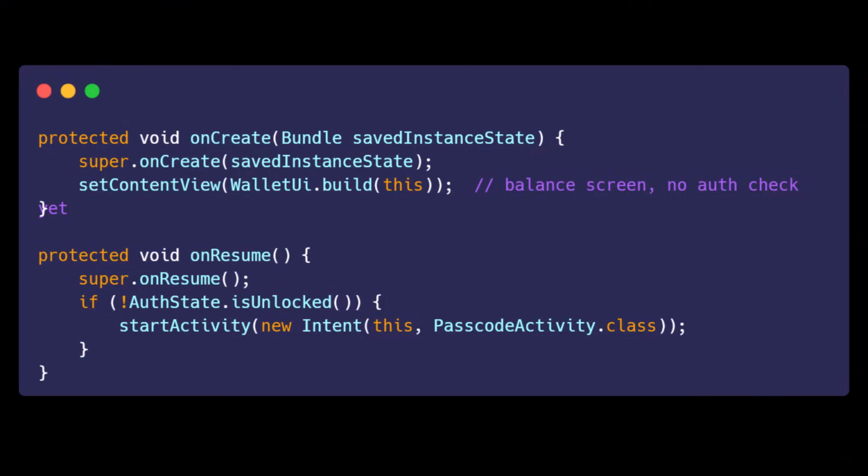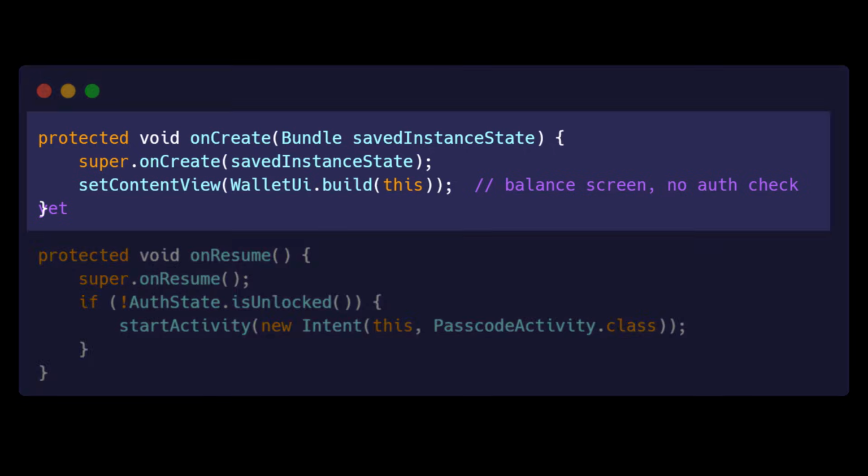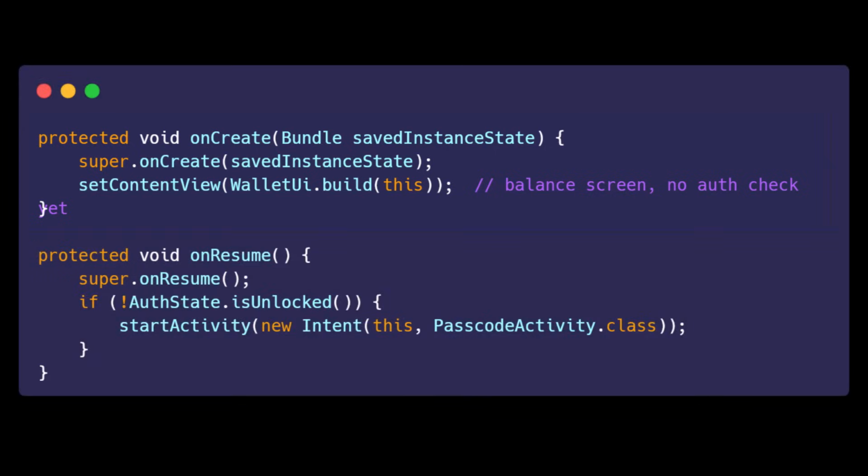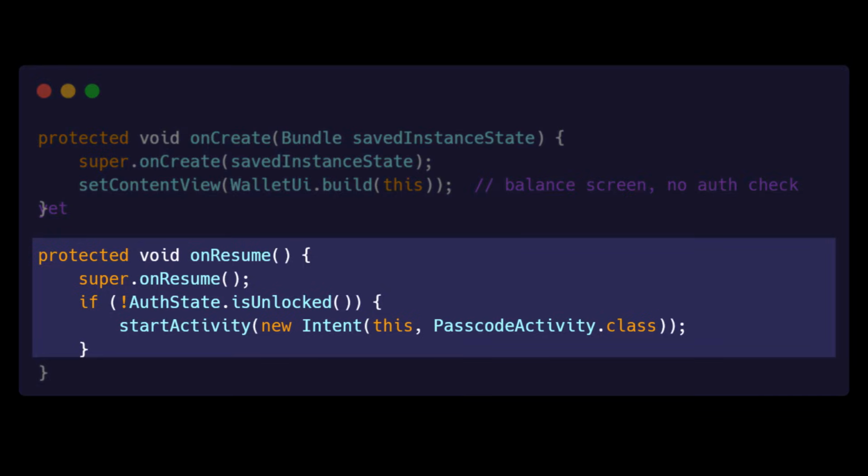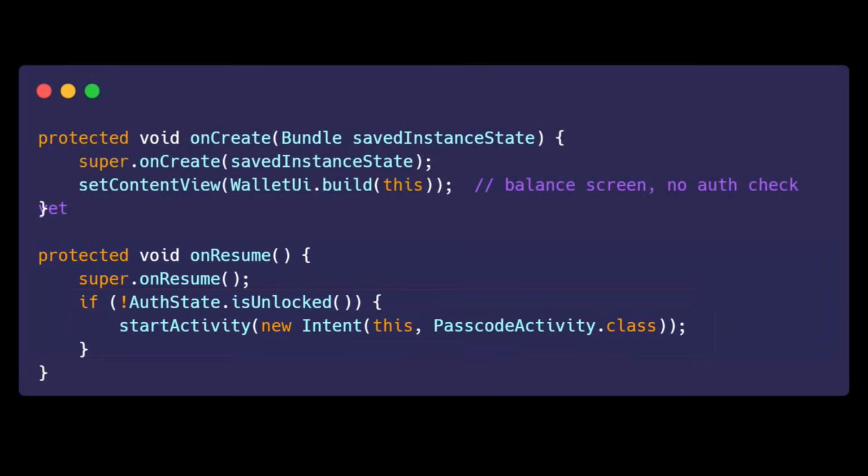Here's the actual code for our application, cleaned up so it's a bit easier to read. So, onCreate builds the balance screen straight away and nothing has been checked yet. Then, when onResume runs, that's where the passcode check actually happens. If you're not authenticated, it starts the passcode screen. So hopefully that's pretty straightforward.